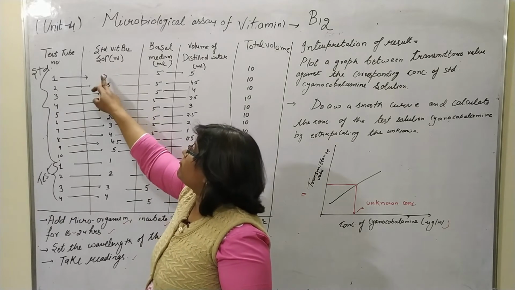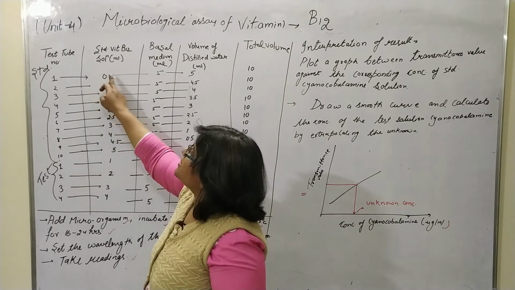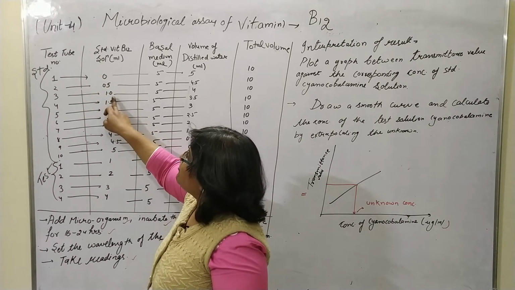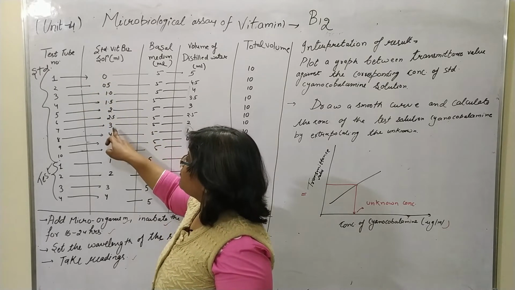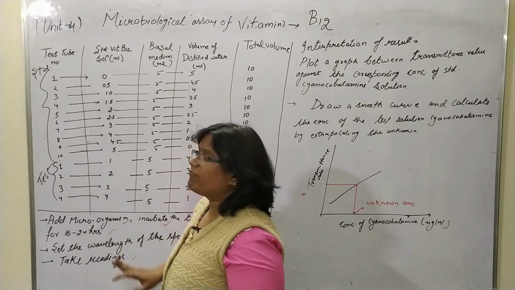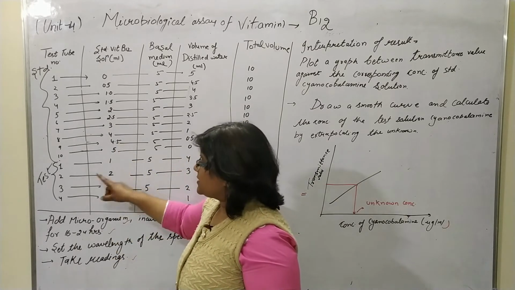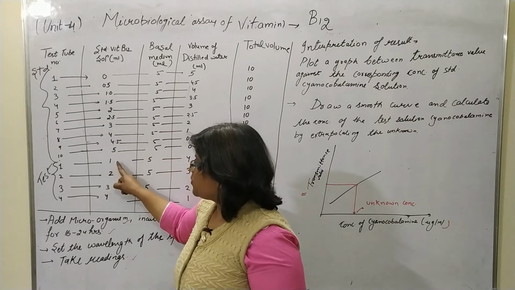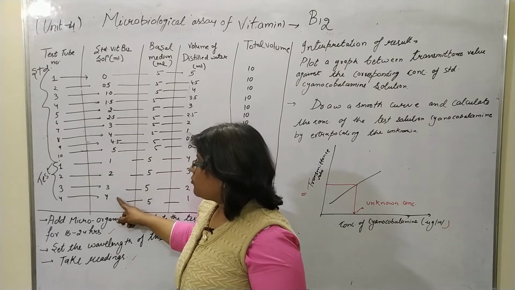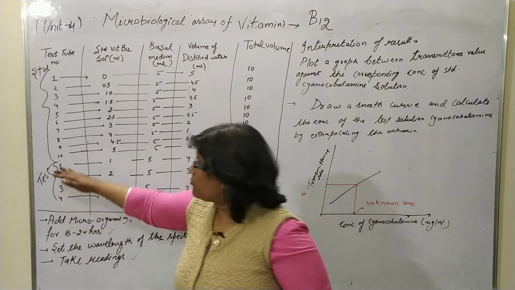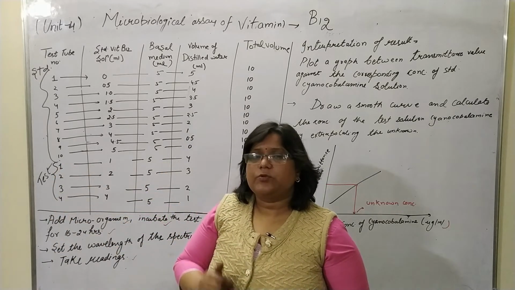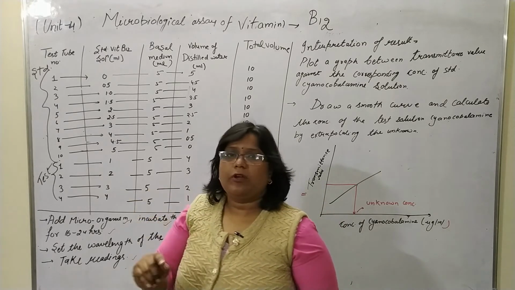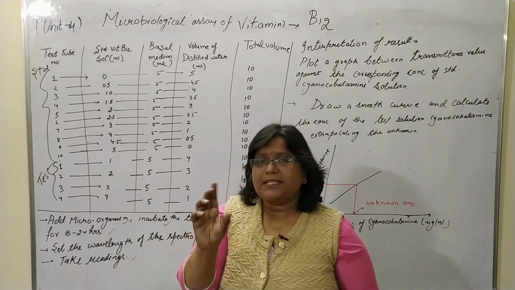For the standard test tubes, the vitamin B12 preparation is 0.5, 1, 1.5, 2, 2.5, 3, 4, 4.5 and 5 ml. For the test preparations, we will take 1 ml, 2 ml, 3 ml, 4 ml. Means in the other 4 test tubes we will take 1 ml, 2 ml, 3 ml, 4 ml of the test sample preparations.